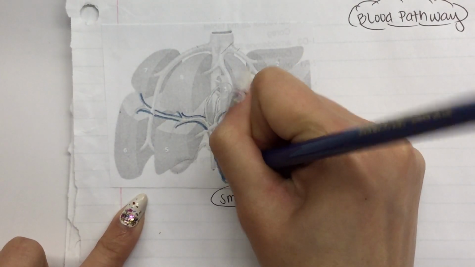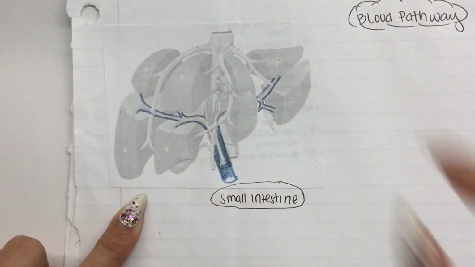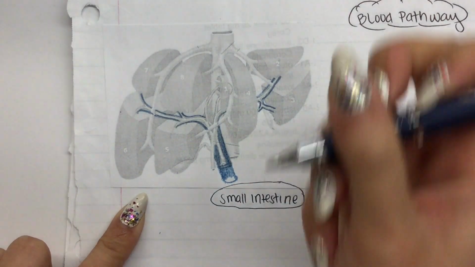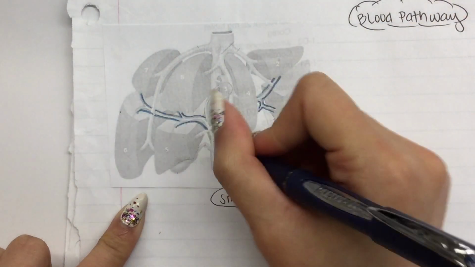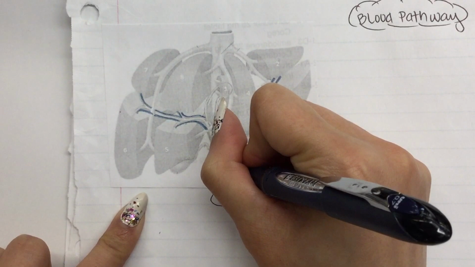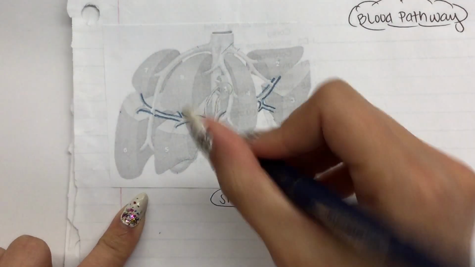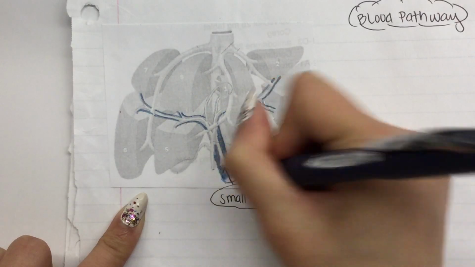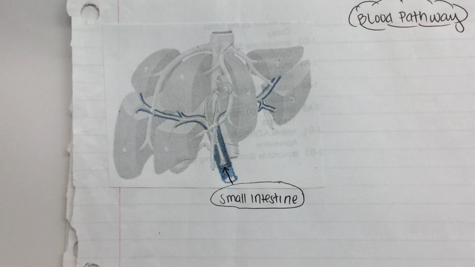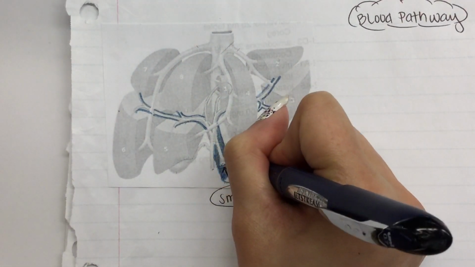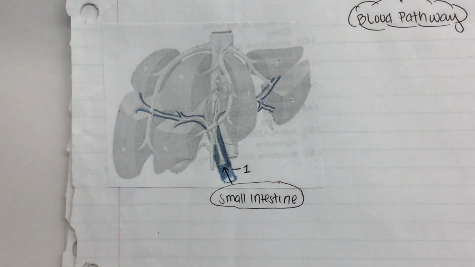And I'm going to use my black pen or pencil to draw some arrows that show the direction of blood flow. So blood is going from the small intestine to the liver, so I'm going to put an arrow upward towards the liver from the small intestine. And I'm going to label that number 1. To the right of the image, I'm going to write number 1, hepatic portal vein.